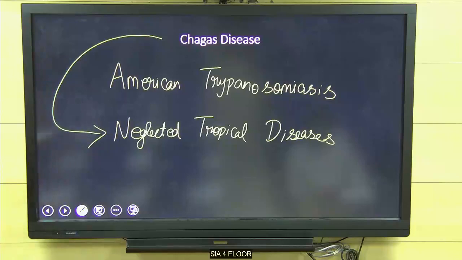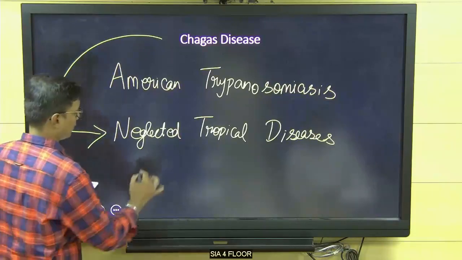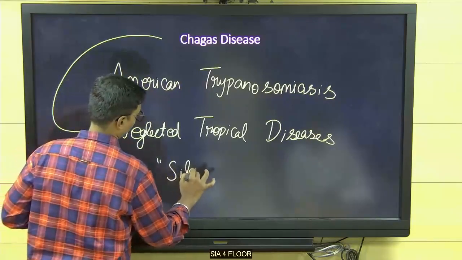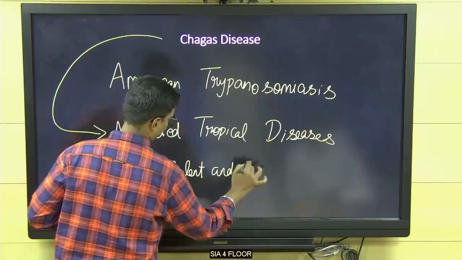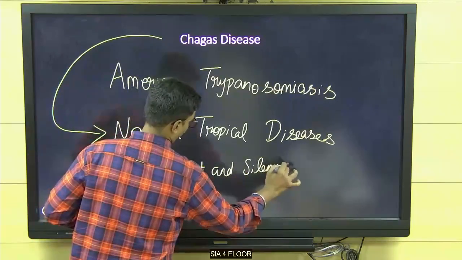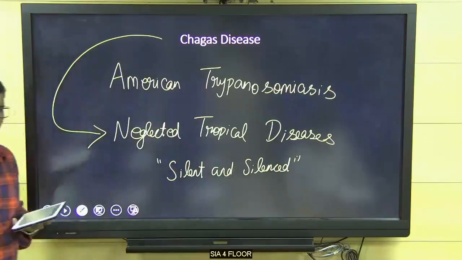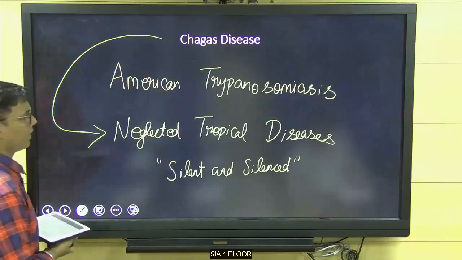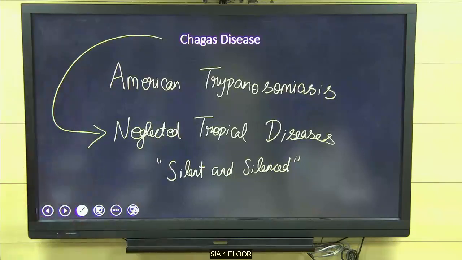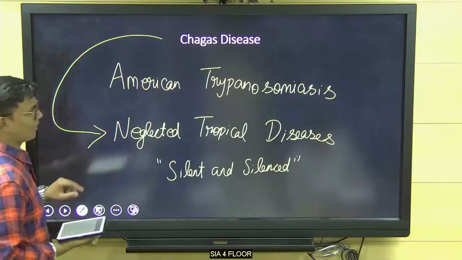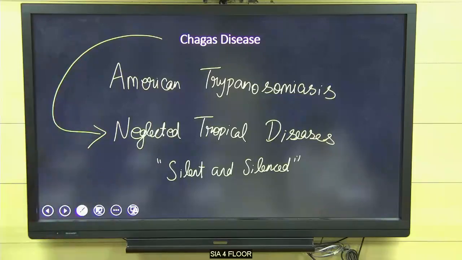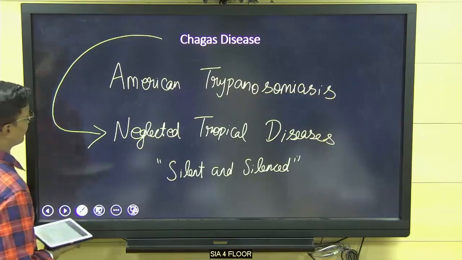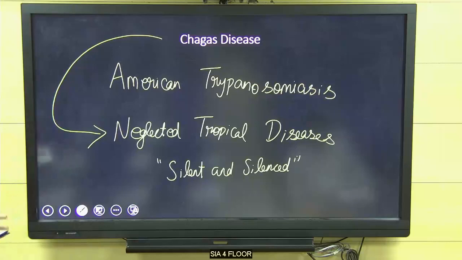So why is it neglected? There is a term for this. It's called the silent and silenced disease. That's because it affects the people who have no political voice and affects the countries that have lesser economic importance. The best example is mostly it affects the African countries or the South American countries. So there is lesser research for medicine and other care. For this reason, the World Health Organization has classified certain diseases as neglected tropical diseases, and Chagas disease is one of them.